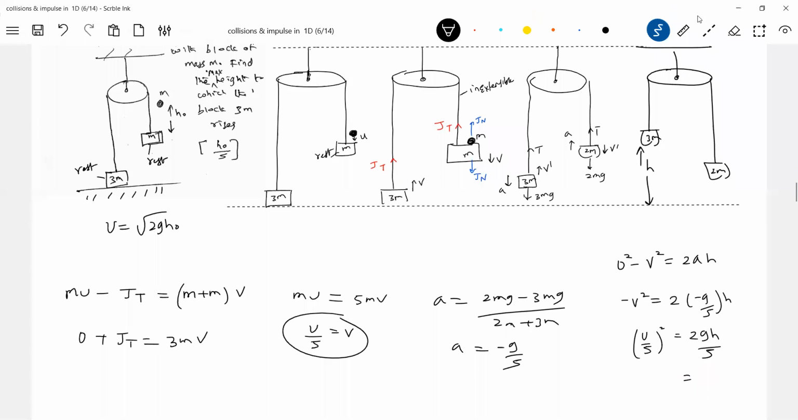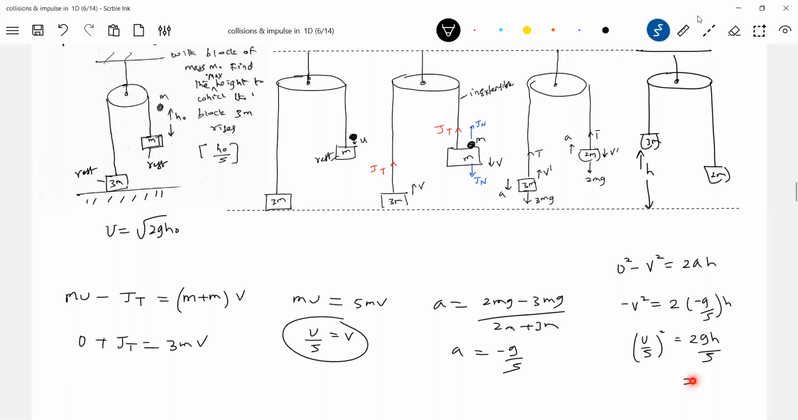So this should be u square by 25 equal to 2gh by 5. I think I'll slide up a little bit. So this 25 by 5 will be there. So u square by 2g into this is 1 by 5. So what is u square by 2g? Should be h naught. So final answer will be h naught by 5. This is the maximum height. After this, what will happen? Again, they'll start moving down.